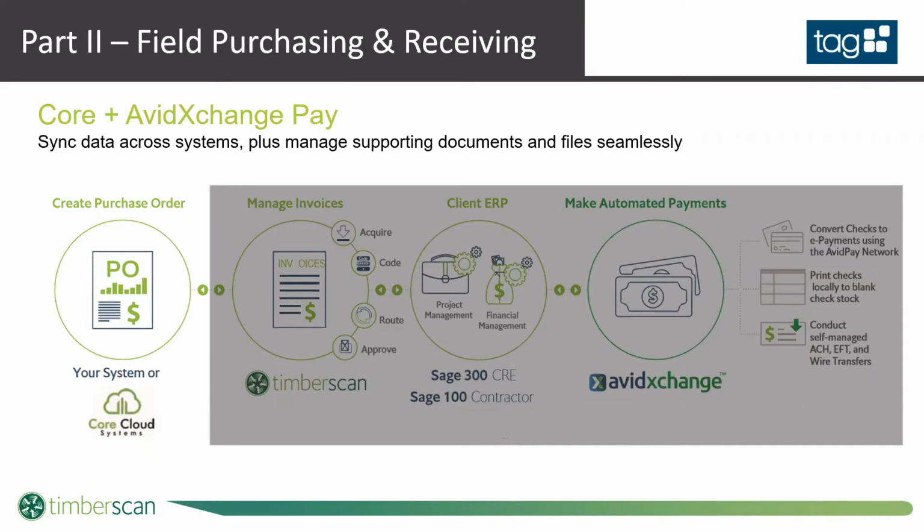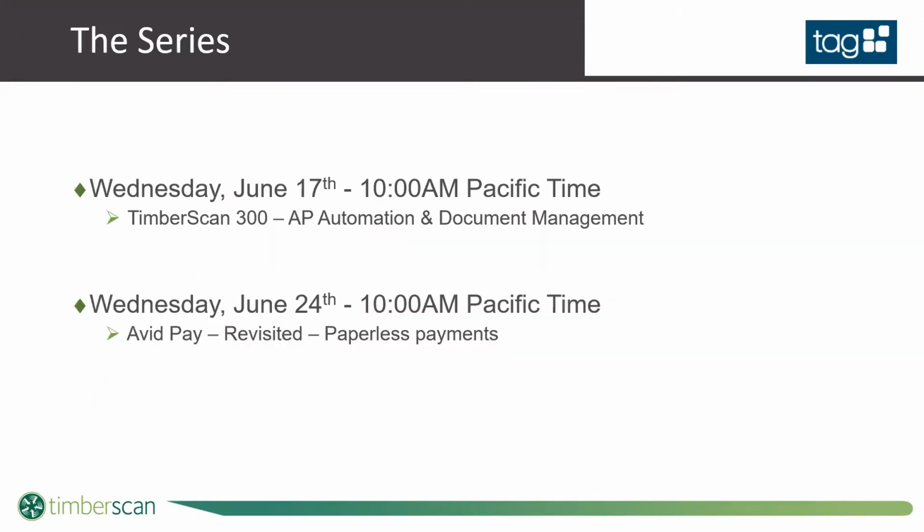Before I turn it over to Steve, I just want to walk through the series lineup. Next Wednesday, I'll be walking us through a presentation of Timberscan 300, essentially picking up in the process where Steve is going to leave off this week. I'm going to be focusing on the automation of the AP approval process, including how the PO and the receiving tickets from Core Cloud Systems can be matched within Timberscan. And I'll also be touching on mobile invoice approvals. We'll end the series on Wednesday, June 24th with another session on Avid Payment Solutions and moving to electronic payments.